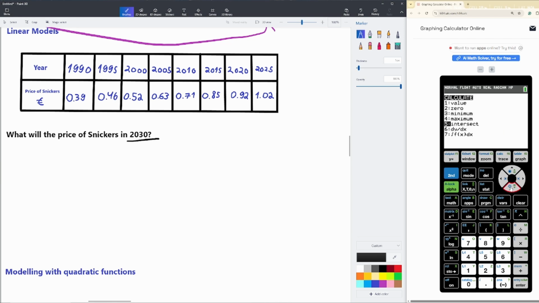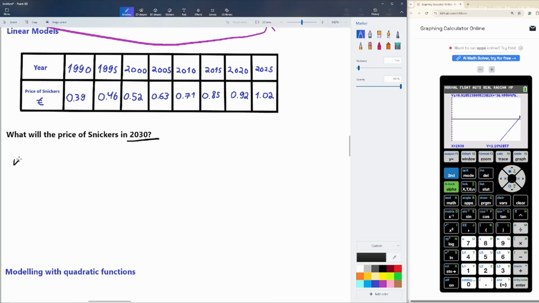Then you go to value and set the value of X to be 2030. And as you can see here, the price of Snickers in the year 2030 will be about 1.104. So you should already know what the linear model means: the price of Snickers is just going up constantly. You're checking for the year 2030, and you know that this is the y value and this is the x value, and the y value is the price. So y is 1.104. Therefore, in 2030, your Snickers will cost 1.104 euros.